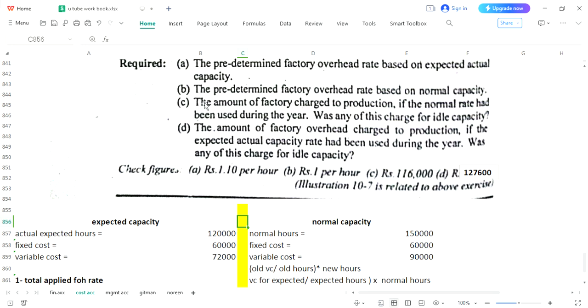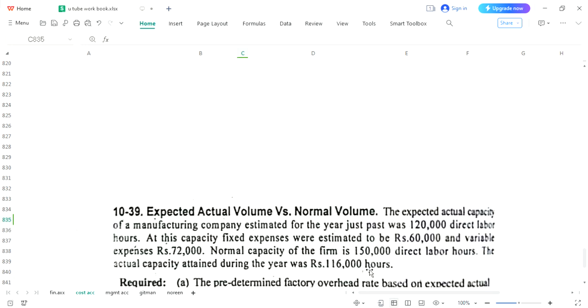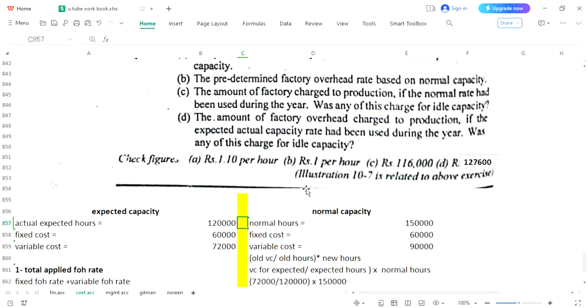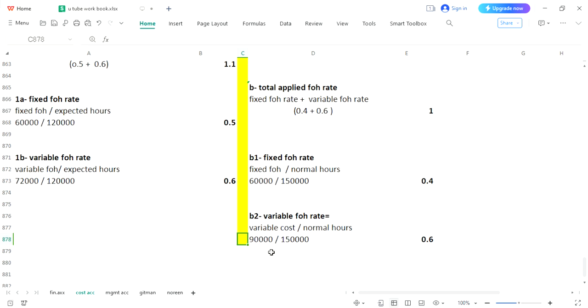Let's see. Amount of factory overhead charged to production if the normal rate had been used. So obviously we need to have the actual capacity. The actual capacity attained during the year was 116,000. So the amount of factory overhead charged if the normal rate has been used, or charged to production if expected actual capacity is used, is the same thing we will be calculating.